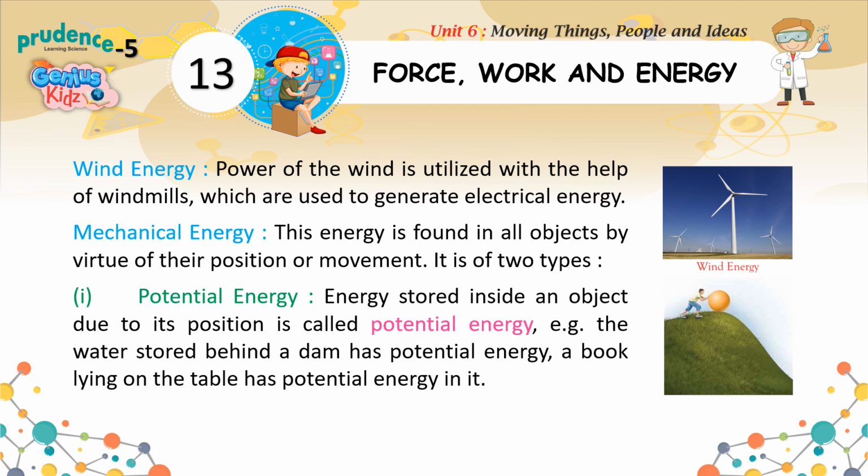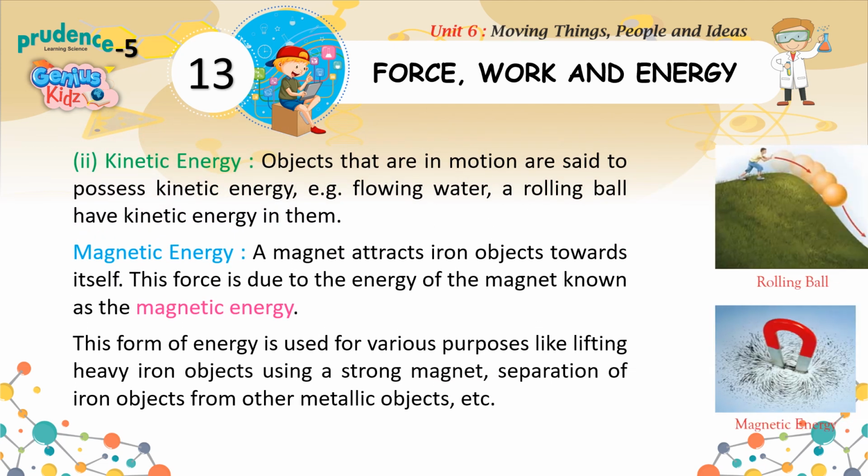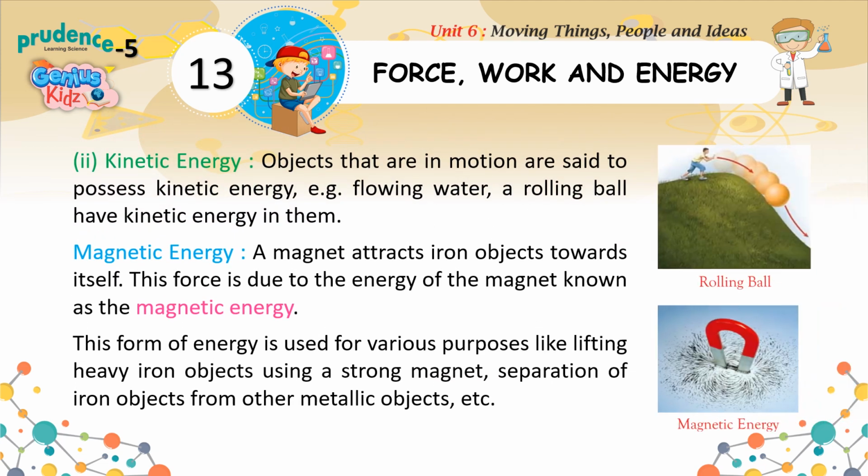Mechanical energy. This energy is found in all objects by virtue of their position or movement. It is of two types. One, potential energy. Energy stored inside an object due to its position is called potential energy. Example: the water stored behind a dam has potential energy. A book lying on the table has potential energy in it. Two, kinetic energy. Objects that are in motion are said to possess kinetic energy. Example: flowing water and a rolling ball have kinetic energy in them.